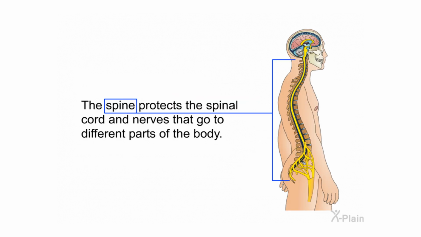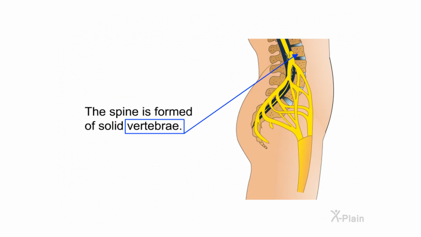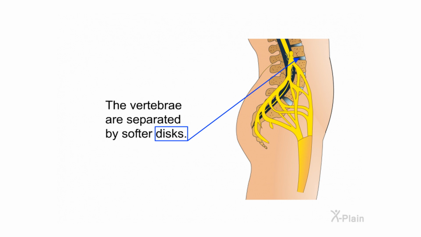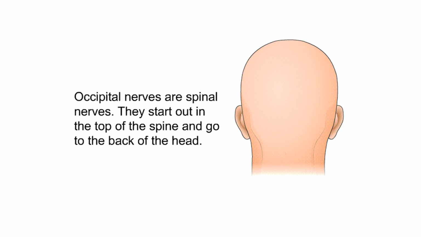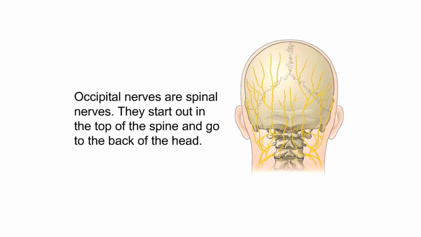Anatomy. The spine protects the spinal cord and nerves that go to different parts of the body. The spine is formed of solid vertebrae. The vertebrae are separated by softer discs. Nerves travel through the spine. They branch out to send messages from the brain to other parts of the body. Occipital nerves are spinal nerves. They start out in the top of the spine and go to the back of the head.